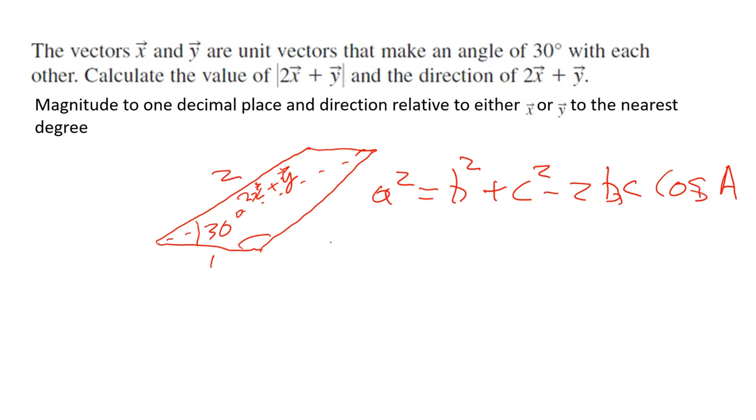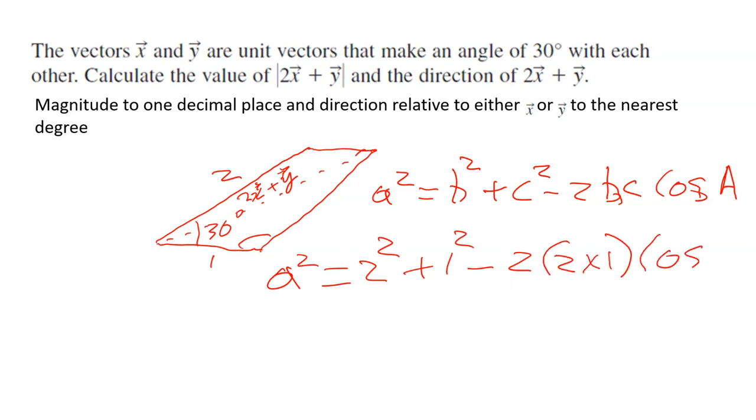So this side that we're trying to find, which we'll call a squared, is going to be equal to 2 squared plus 1 squared minus 2 times 2 times 1 cosine of, how do we correct the last part? Yeah, that's right, cosine of 150. Because that would be this bigger angle here that is across from the side that we're trying to find. All right, thank you very much.